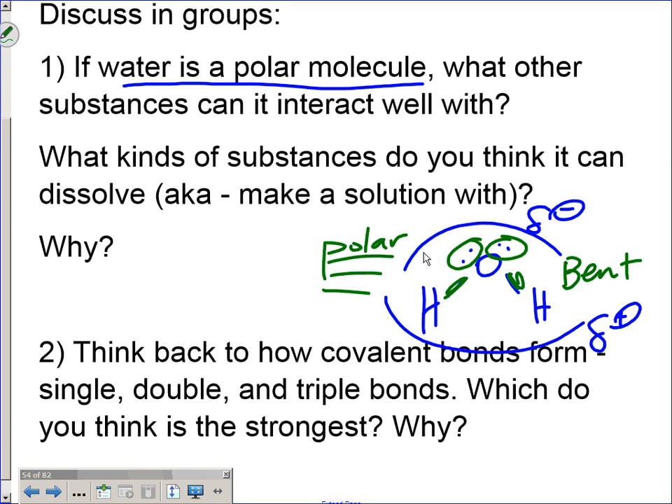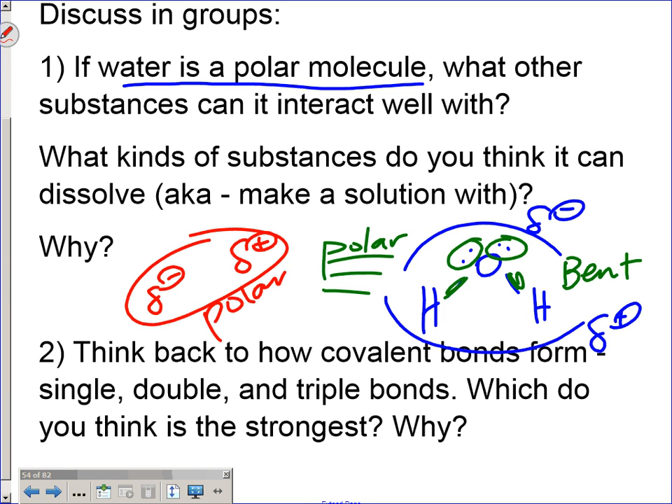All right, so if this is polar, it really has that kind of magnetic attraction on left and right, or on top and bottom. What kinds of things, Zach, would interact really well with that? Other polar substances. I'm going to draw this like a blob, okay? So let's say I put a partial negative here and a partial positive here on my polar molecule. Which end will this one interact with over here?